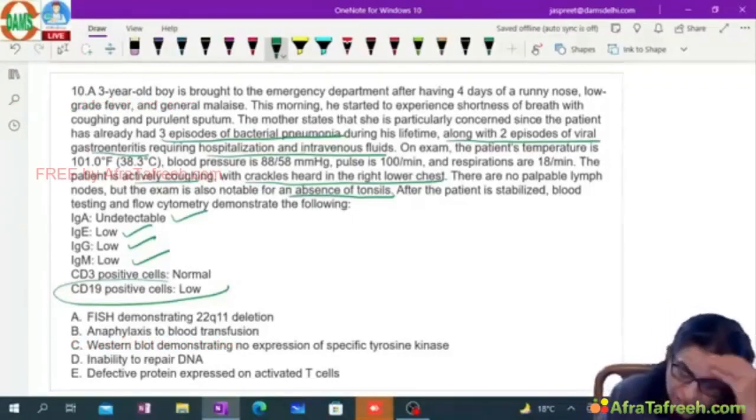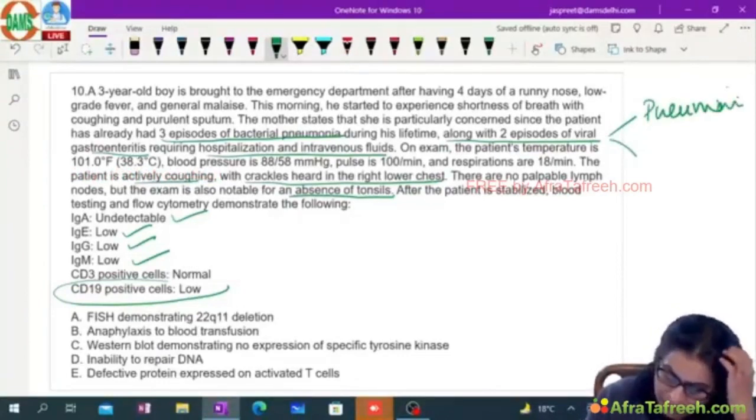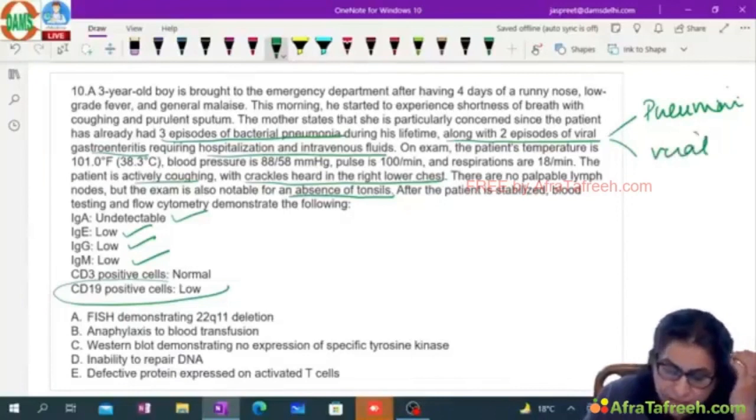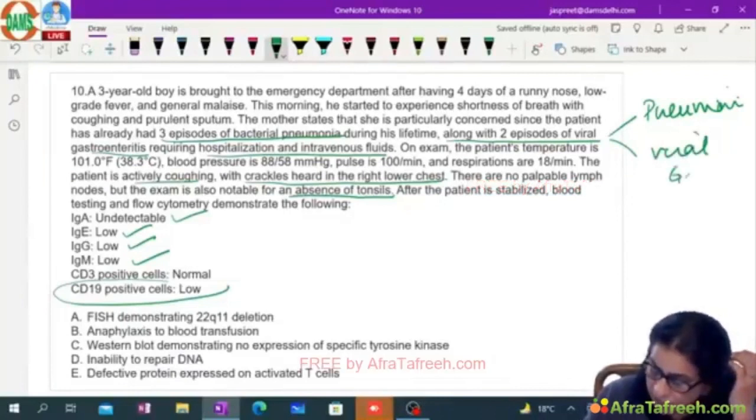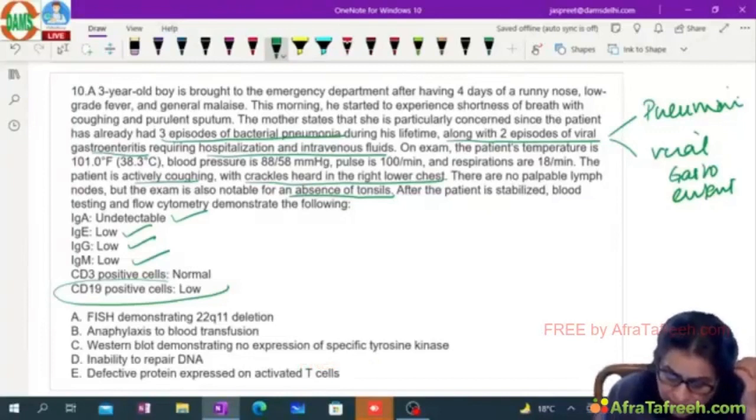Anyone else? Okay, now Sridevi, please look at the question again. Number one, the child has pneumonia and also viral gastroenteritis. All the antibodies are reduced. Please see, IgA antibodies are undetectable, IgE is low, IgG is low, IgM is low.